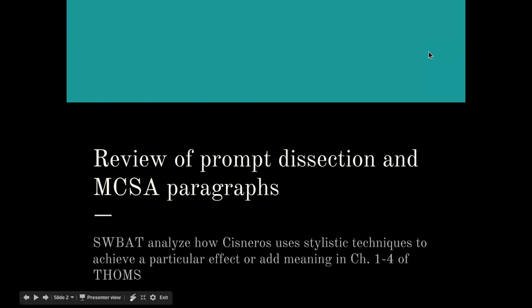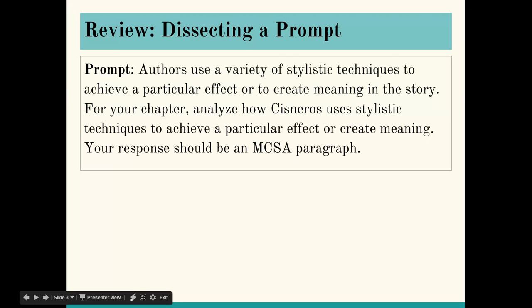This tutorial is going to review how to dissect a prompt and write an MCSA paragraph when the prompt asks you to analyze a text. Okay, here's our prompt. Authors use a variety of stylistic techniques to achieve a particular effect or to create meaning in the story. For your chapter, analyze how Cisneros uses stylistic techniques to achieve a particular effect or create meaning. Your response should be an MCSA paragraph.